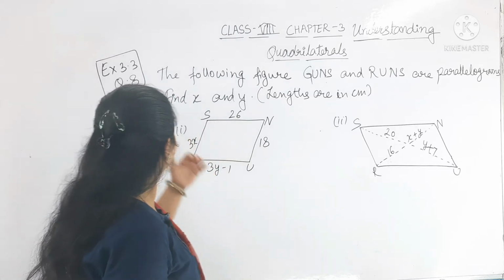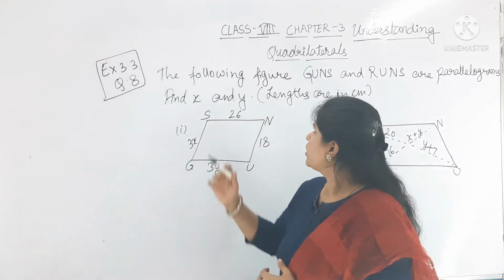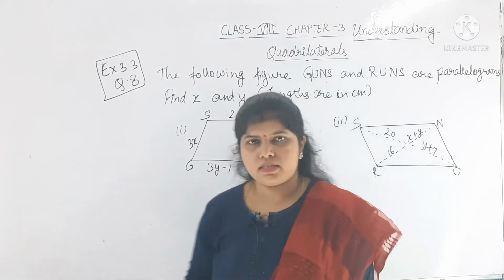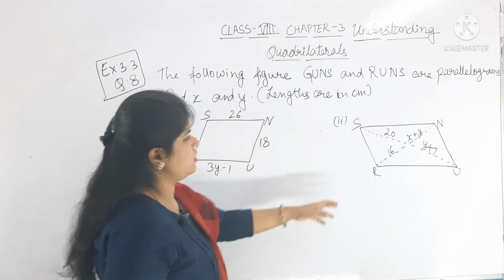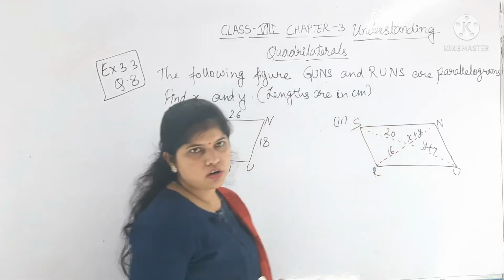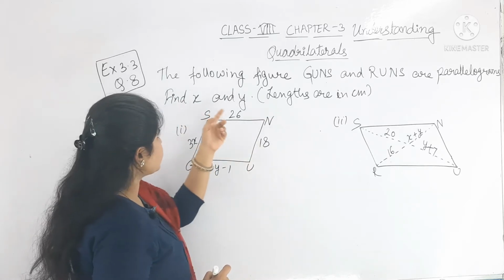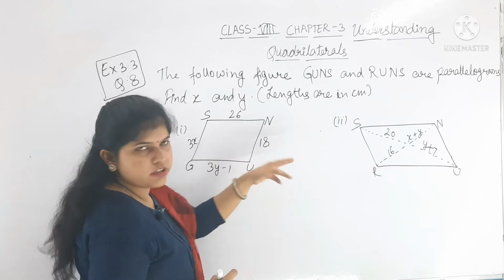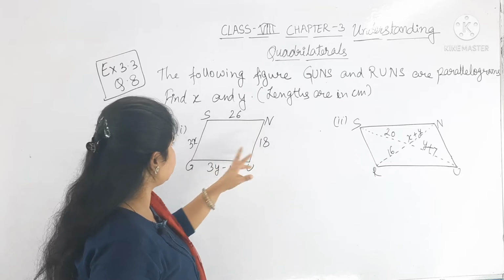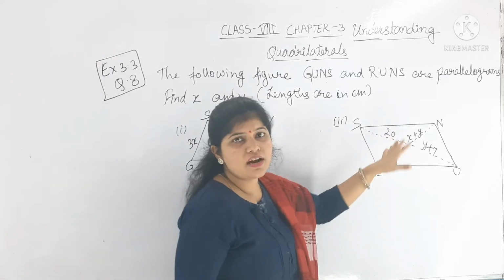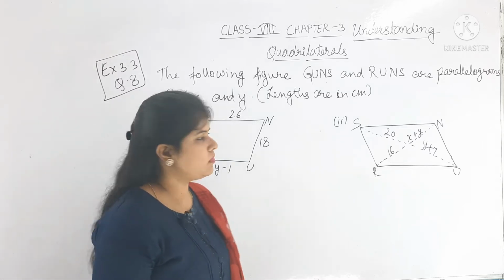Now let's do question number 8 here of exercise 3.3. Here what is the question? The following figures GUNS and RUNS, these are GUNS and here RUNS are parallelograms. These are the two parts. Okay, we have to find x and y for both individually. Okay, lengths are in centimeter. Here it is given length 26, 18 here and 20, 16. These are in centimeter. So we have to find x and y in centimeter.